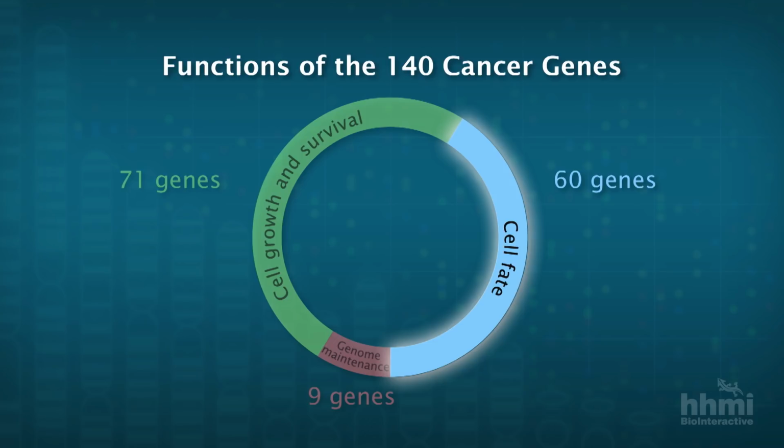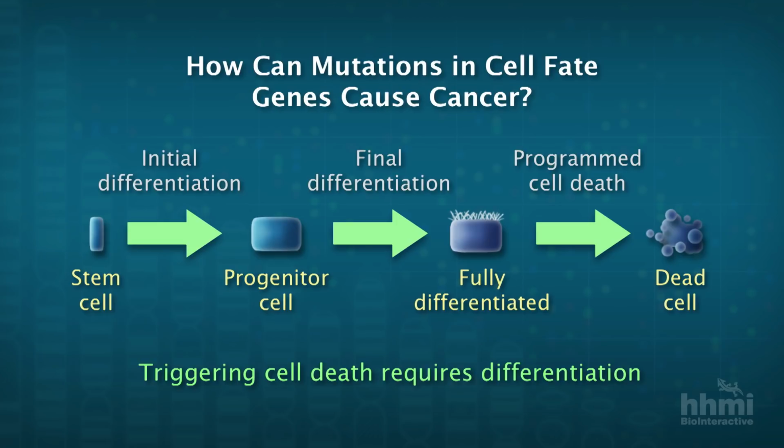Now the third category, which is a big category, 60 genes as of this update, I've called cell fate. So what do I mean by cell fate? Well, I'm talking about the process by which a stem cell from a tissue differentiates, gives birth to progenitor cells, which then further differentiate into mature cells of whatever tissue that is. And eventually, those mature, fully differentiated cells tend to die.